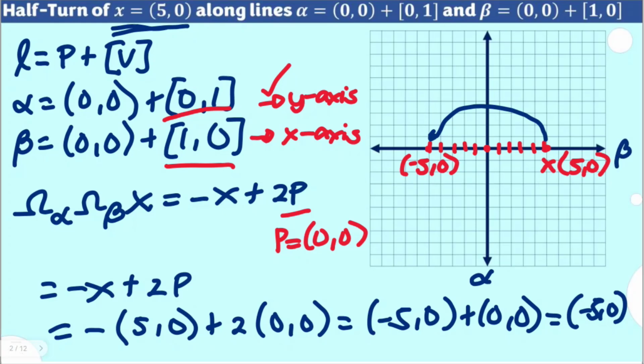Another example will be given later on, where our point P is no longer at the origin, nor will our lines be vertical or horizontal respectively.